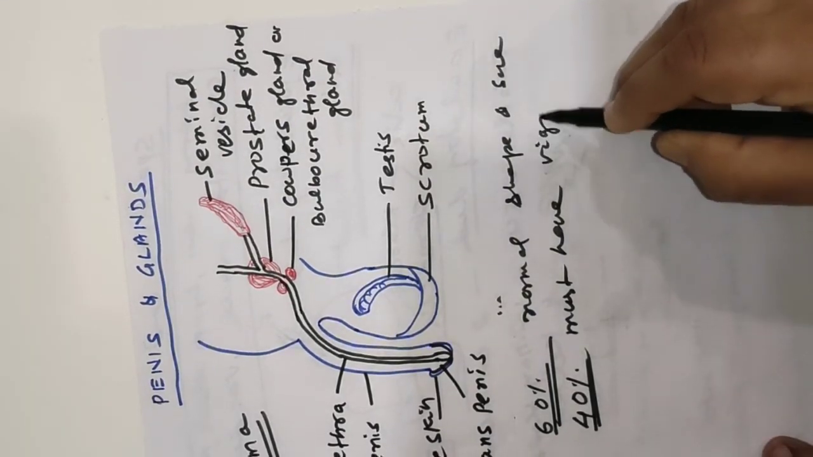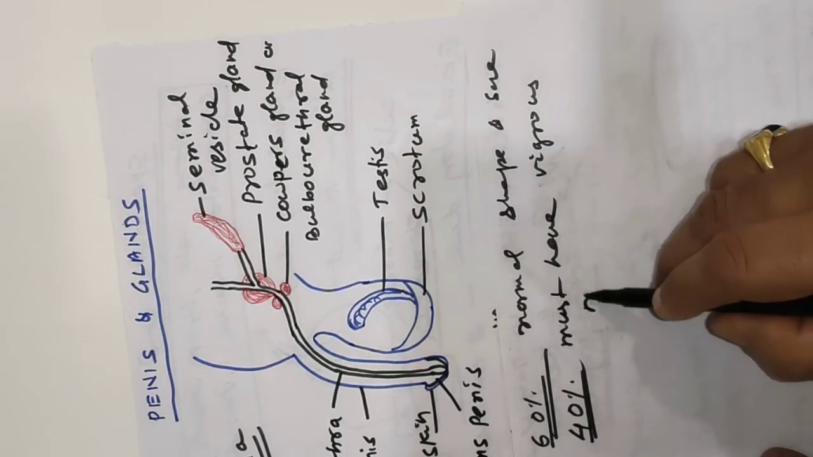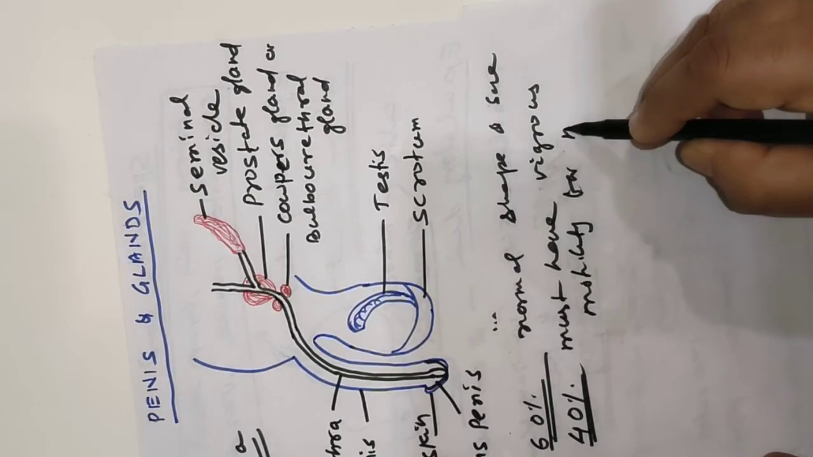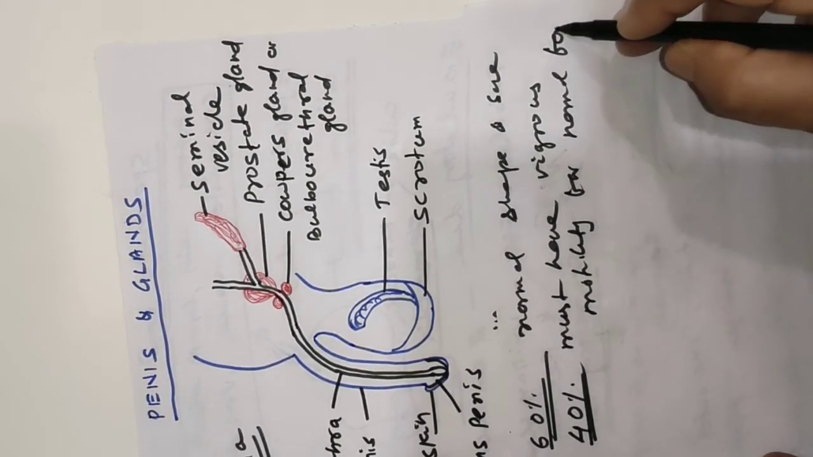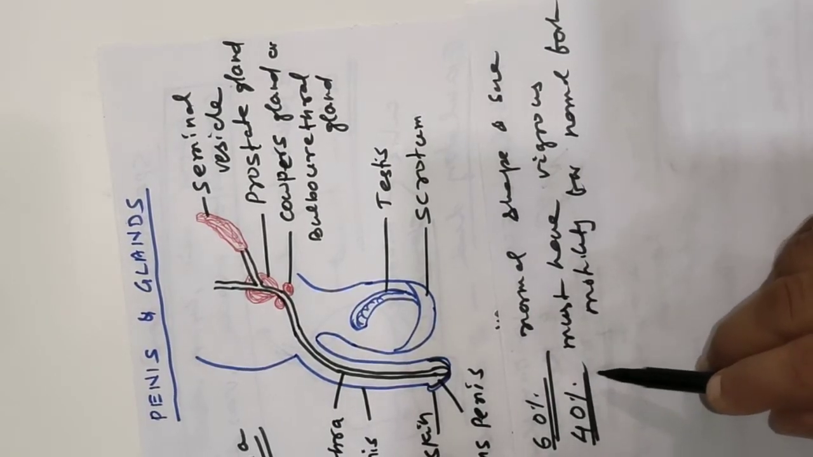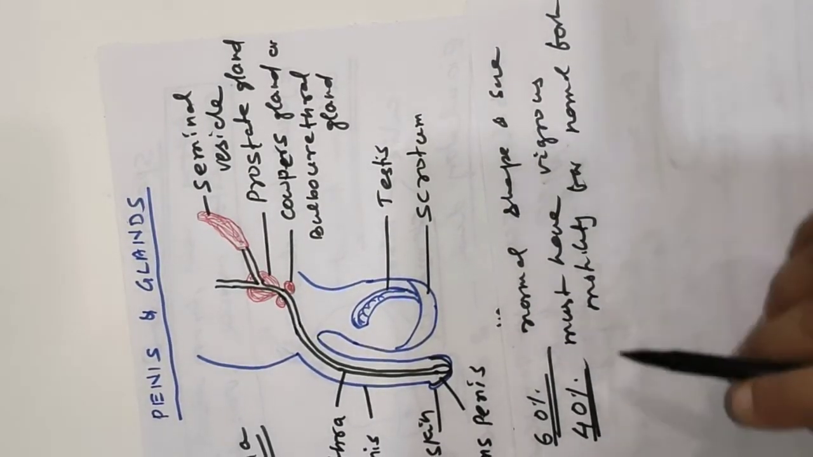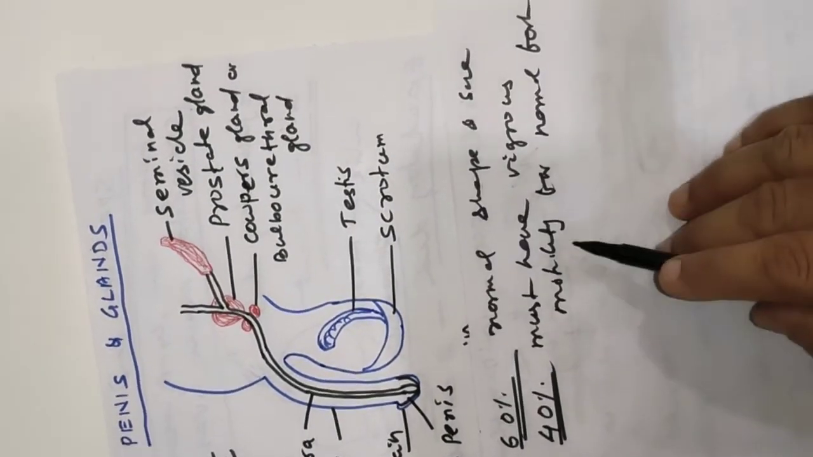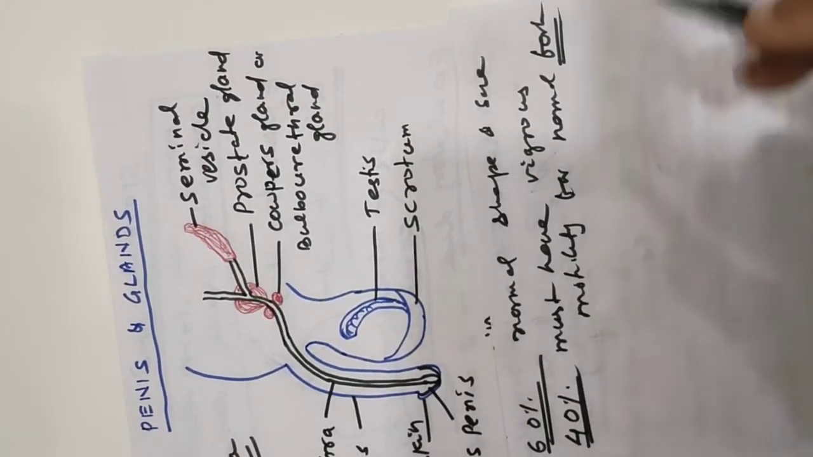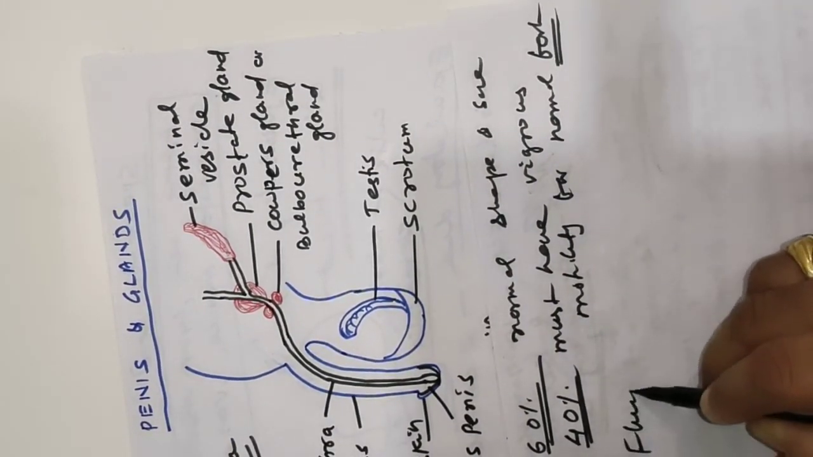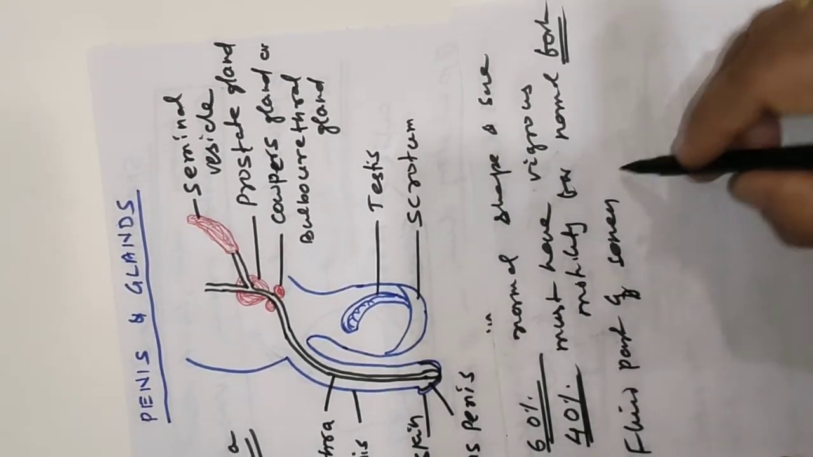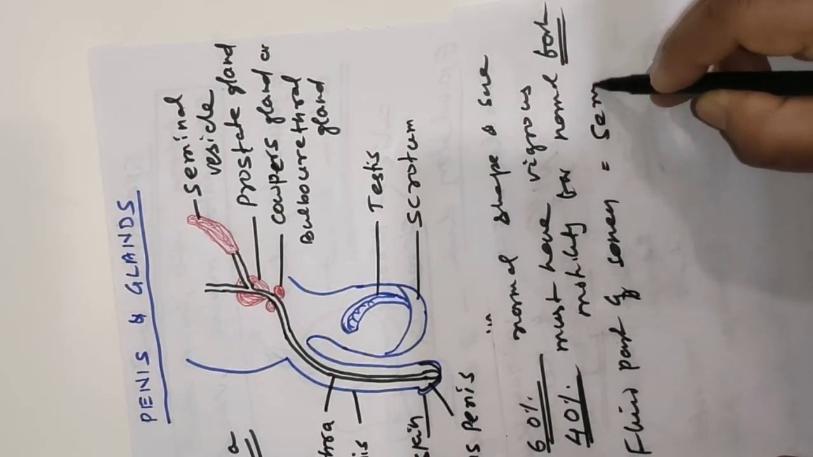vigorous motility for normal fertility. Clear? Out of these, 60% of the sperms have normal shape and size, and the rest 40% must have vigorous motility for the normal fertilization activity. The fluid part of semen, without any sperm, is called seminal plasma.